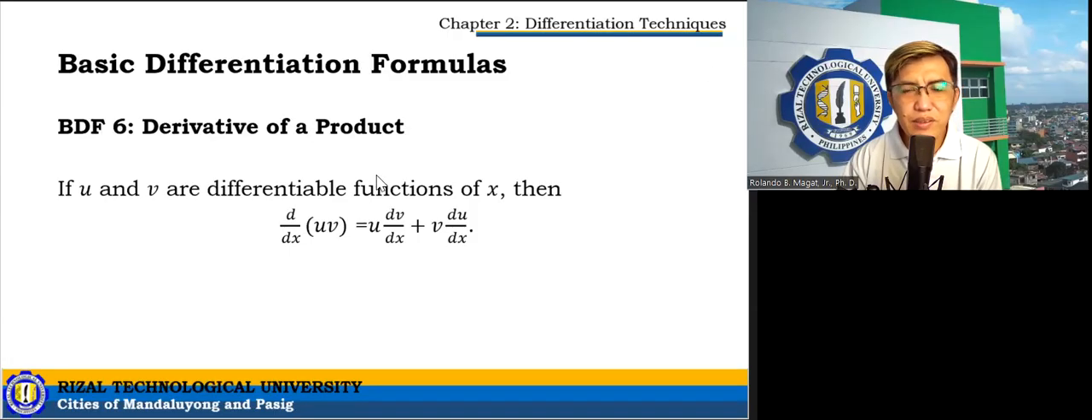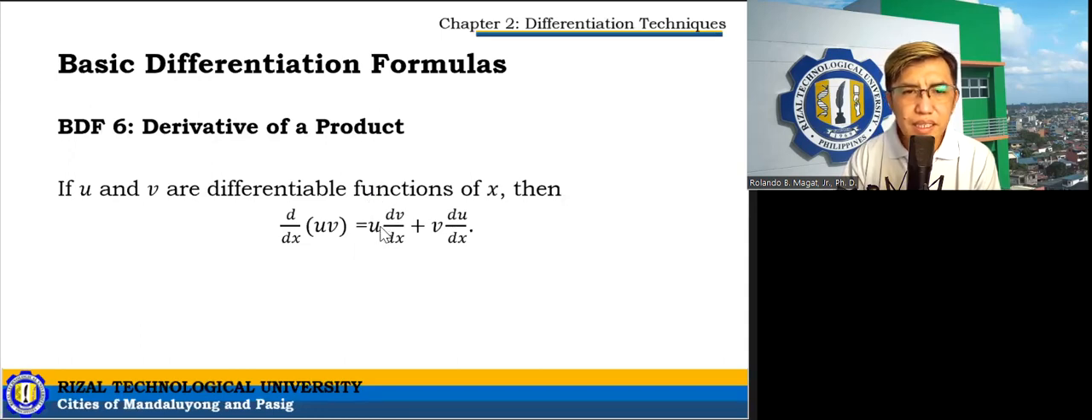Okay, let's continue our second to the last basic differentiation formula, which is the derivative of a product. So if we have u and v as differentiable functions of x, then d over dx of u times v is equal to u times dv over dx plus v times du over dx.